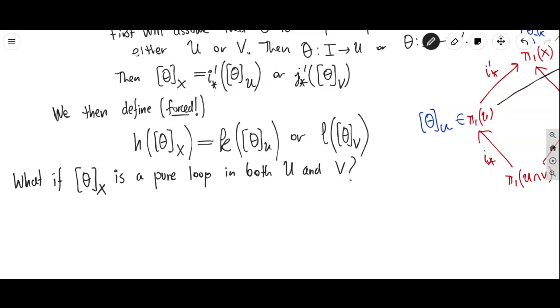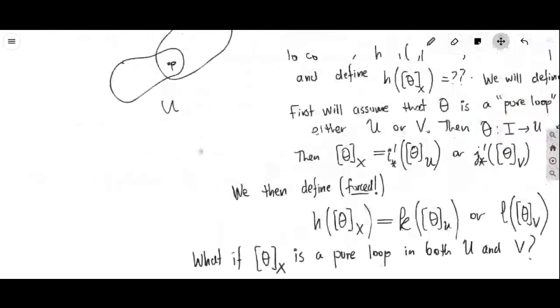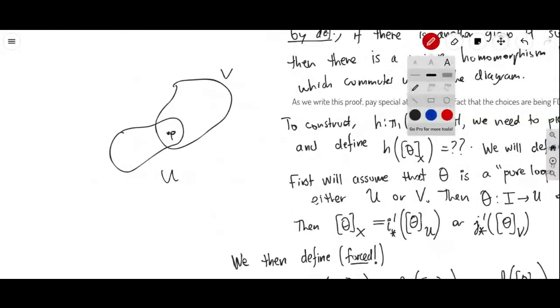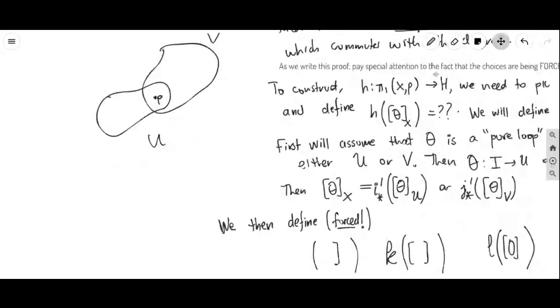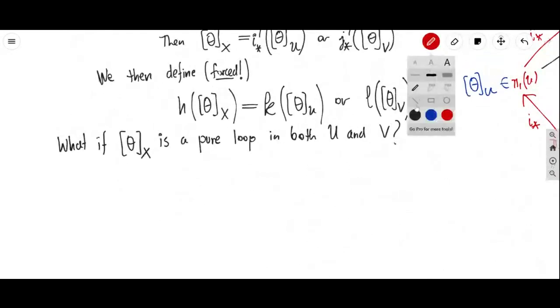What if it is a pure loop in both? Because it is conceivable. Let's return back to our picture. Here we have a loop. That loop is sitting both in V and in U. Okay, it's sitting in both. Then how do we define it?